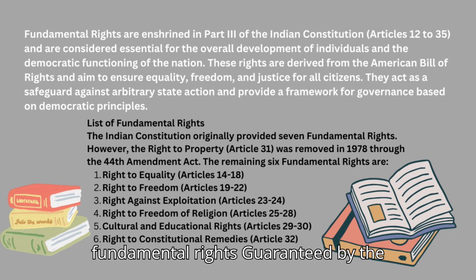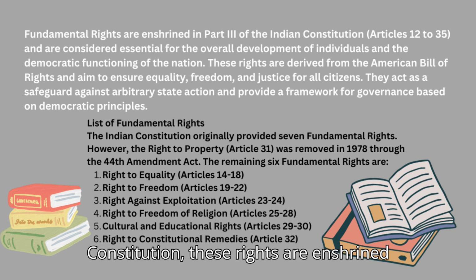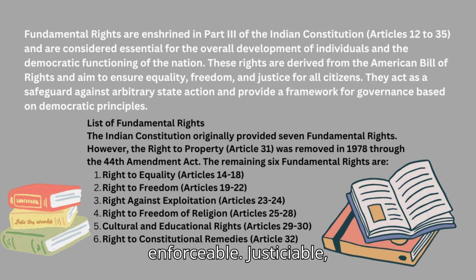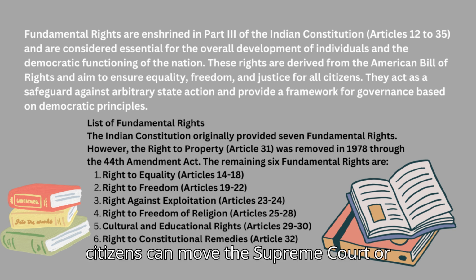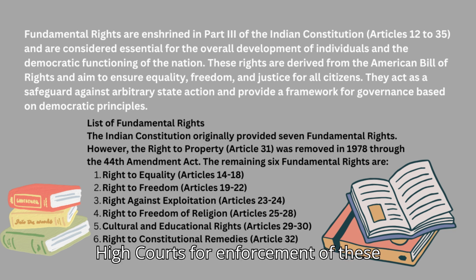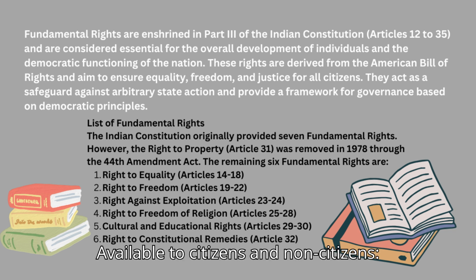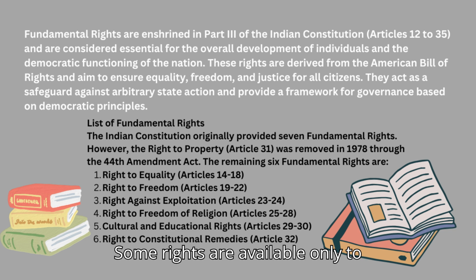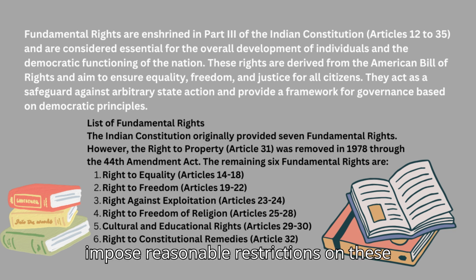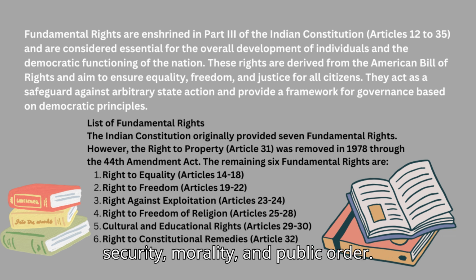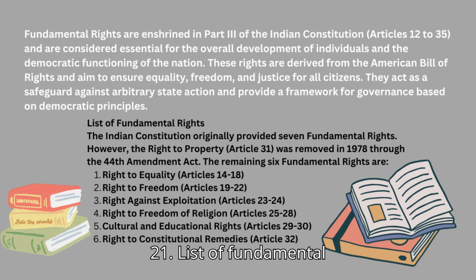Characteristics of fundamental rights. Guaranteed by the Constitution, these rights are enshrined in the Constitution, making them legally enforceable. Justiciable: citizens can move the Supreme Court or High Courts for enforcement of these rights under Article 32 and 226, respectively. Available to citizens and non-citizens: some rights are available only to citizens, while others extend to foreigners as well. Subject to reasonable restrictions: the state can impose reasonable restrictions on these rights in the interest of national security, morality, and public order. Not absolute: these rights can be curtailed or suspended during an emergency, except Articles 20 and 21.